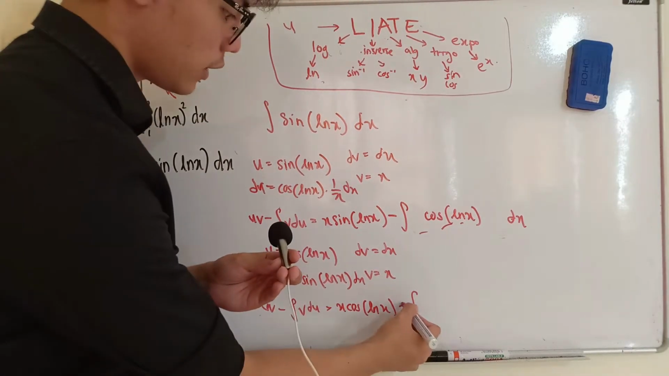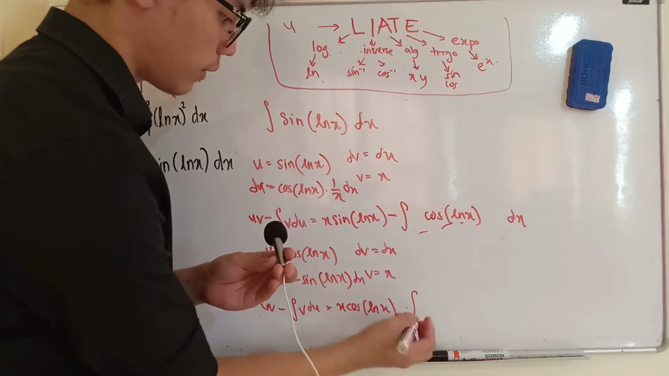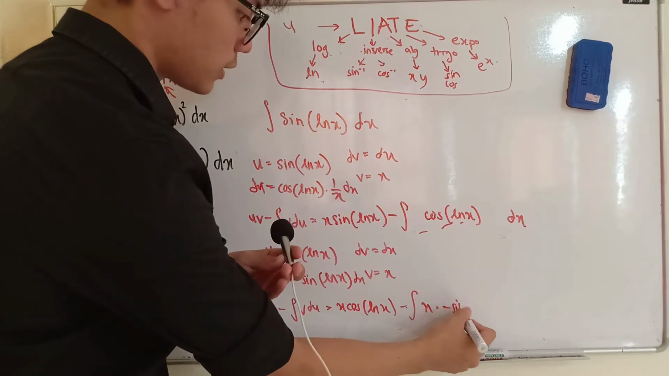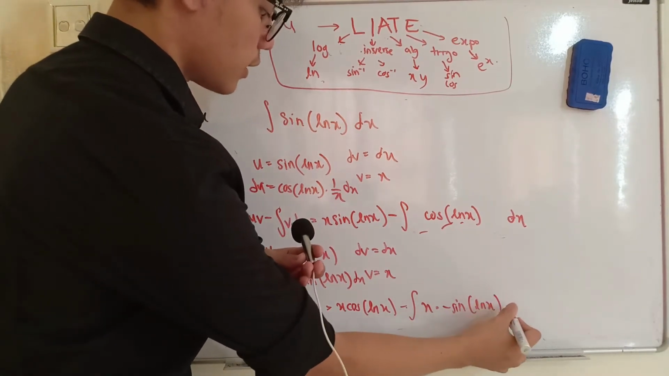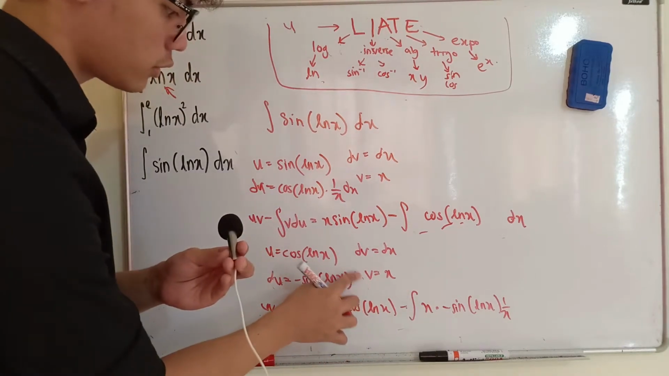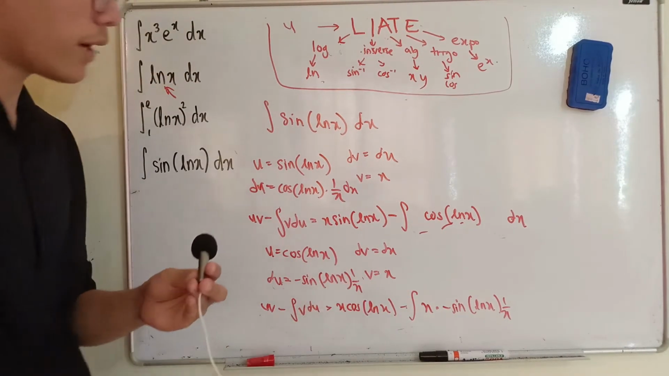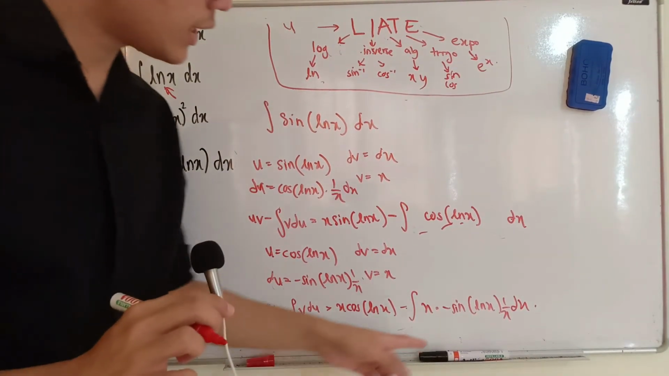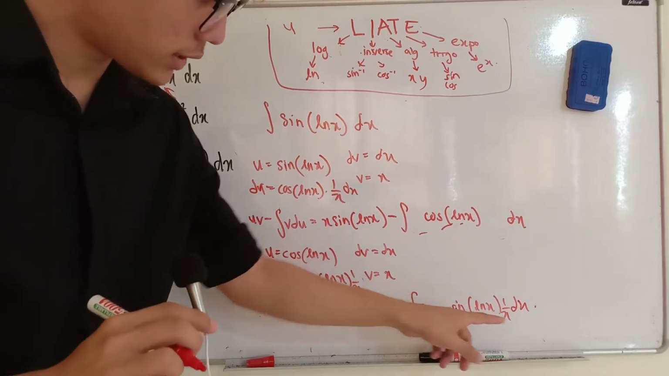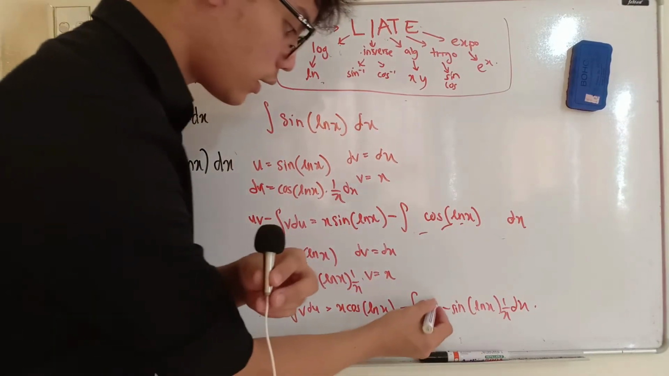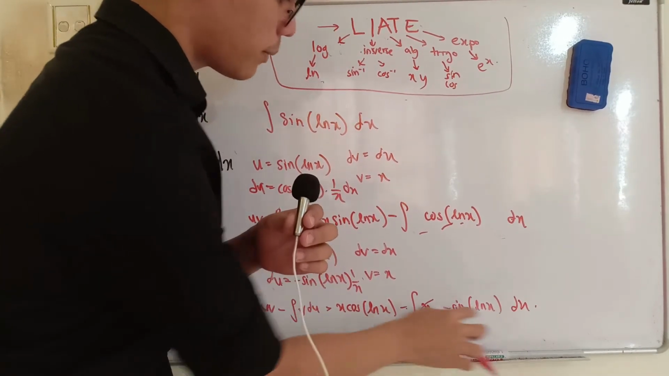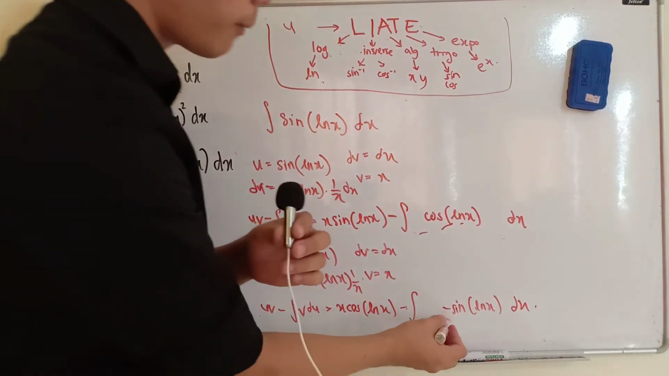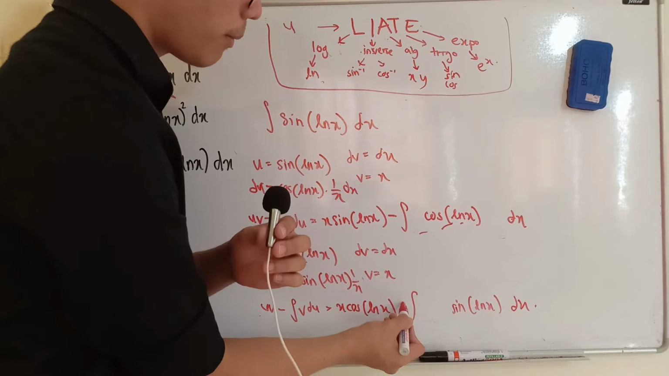So I have minus first, then v du, which is minus sine ln s times 1 over s. I forgot to include the inner derivative, 1 over s. Now I can cut this s and this s together, and they disappear. Now I have a minus over here and another minus, so it becomes plus.